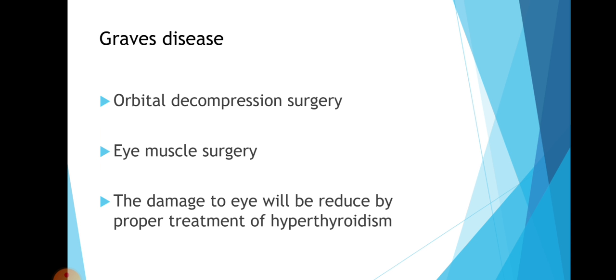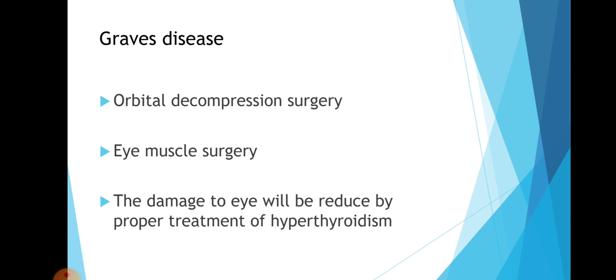Eye muscle surgery: as due to Graves disease, as we saw in the previous slide, there is proptosis, due to which the eye muscles are affected, and they are not able to move properly. So for this reason eye muscle surgery is done to lengthen or shorten the muscle according to the need, so as to move the eyeball properly.